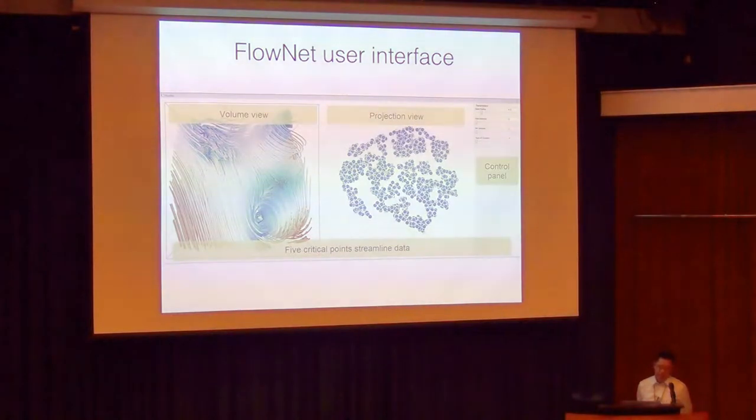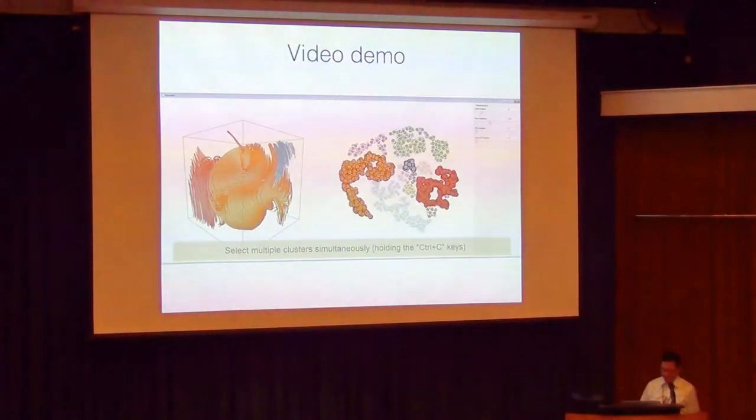So this is the user interface. On the left, you see a bunch of string lines rendered in the original spatial domain. Okay, it's very dense because we are going to find representatives from this dense set of lines. On the right is a projection view where each line on the left is represented as a dot, and we do dimensionality reduction. And as you can see, the proximity of the points represents the similarity of the lines in 3D space. And we will see that in a demo here.